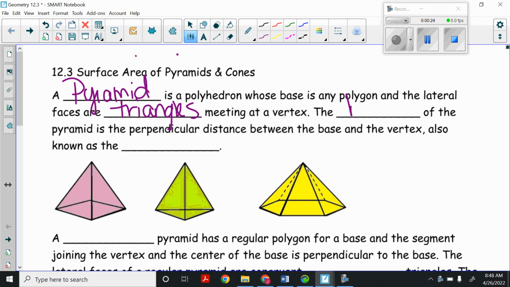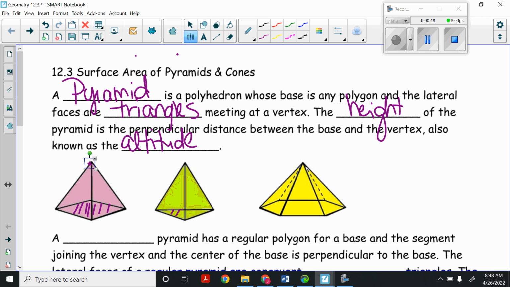The height of the pyramid is the perpendicular distance between the base and the vertex, also known as the altitude. So then I just gave you some examples of pyramids here. So here we look at our base. It's a square pyramid. Okay? The lateral faces are all triangles meeting at the common vertex.